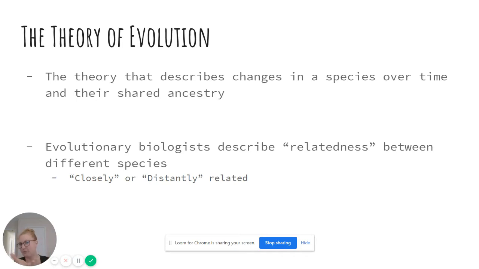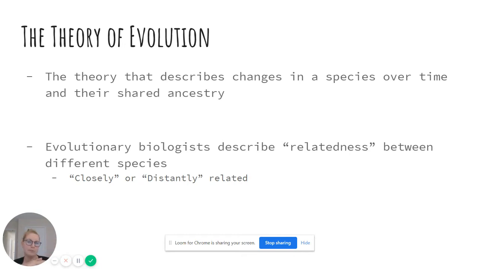If we think of families when we talk about ancestry, we think about ancestors that came long ago, leading up to modern day ourselves, right? Who's around still right now. So a similar concept as that, but now we're talking about species and how they evolved from some ancestor previously. So biologists describe relatedness between different species as closely or distantly related.